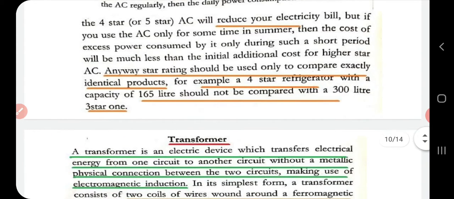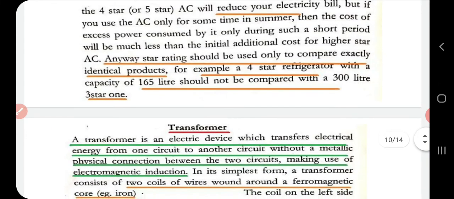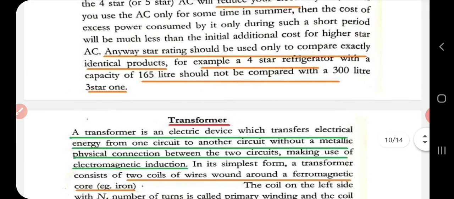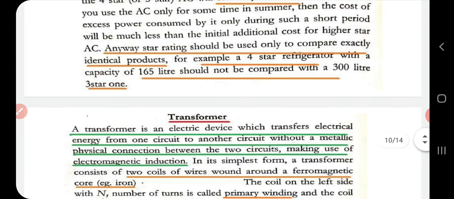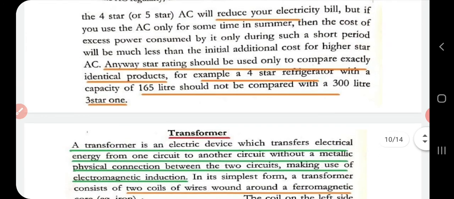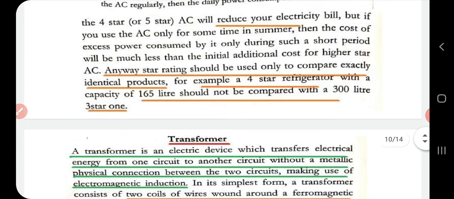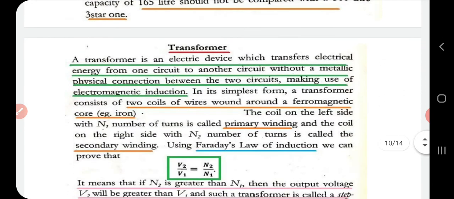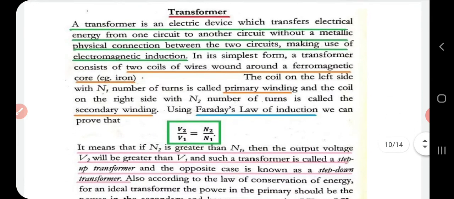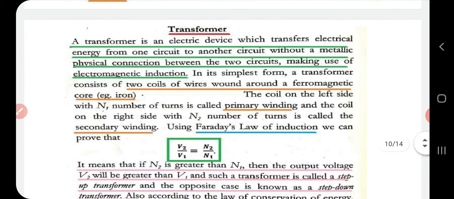Anyway, a star rating should be used only to compare exactly identical products. For example, a 4-star refrigerator with a capacity of 165 liter should not be compared with a 300 liter 3-star one. That is, if you are going to compare, you must compare devices of the same type. Okay. So if you go for a high star device, its efficiency will also be high, and it will reduce your electricity bill, but its cost will be high.